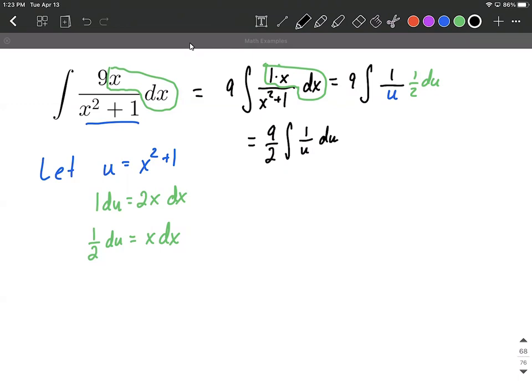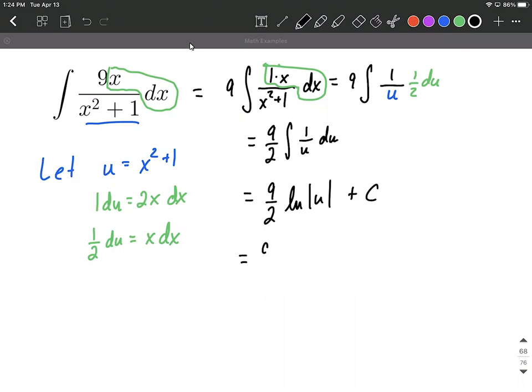Okay, so this works out to be the special case where it's going to work out to be the natural log, that should be an absolute value of u. And then we also include a plus c at the end, meaning we could be adding a constant onto this as well. So we're almost done with this, but we're still in terms of u. We need to get back to x's.